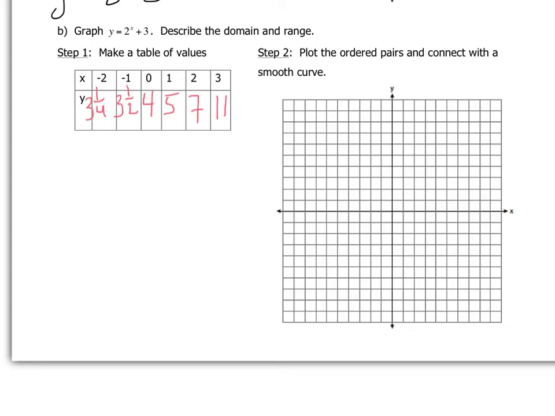So as you can see from the table of values, basically what has happened is our outputs in this situation have all increased by 3. So that plus 3 is actually going to help us see how we're going to get a vertical translation here from our y equals 2 to the x graph. And again, by plugging in those points, you should hopefully be able to see that.